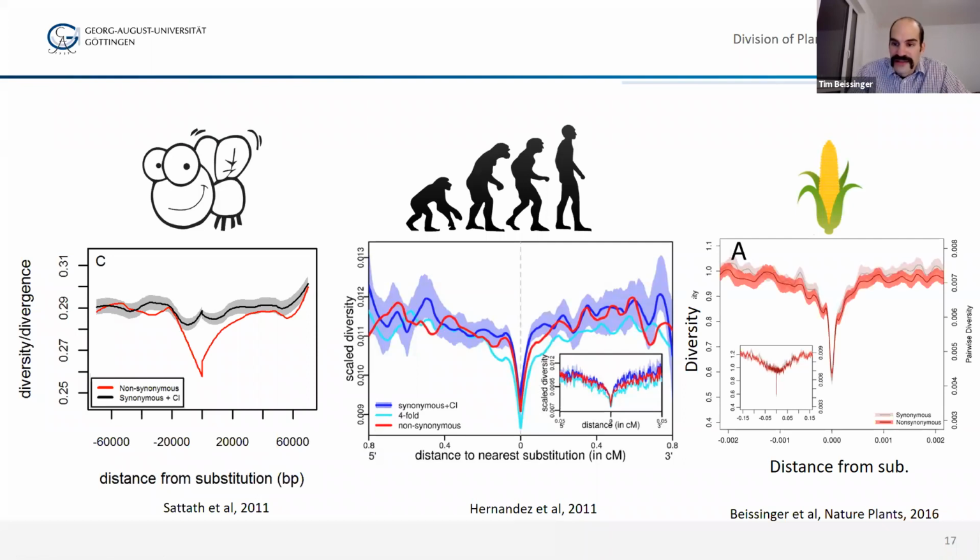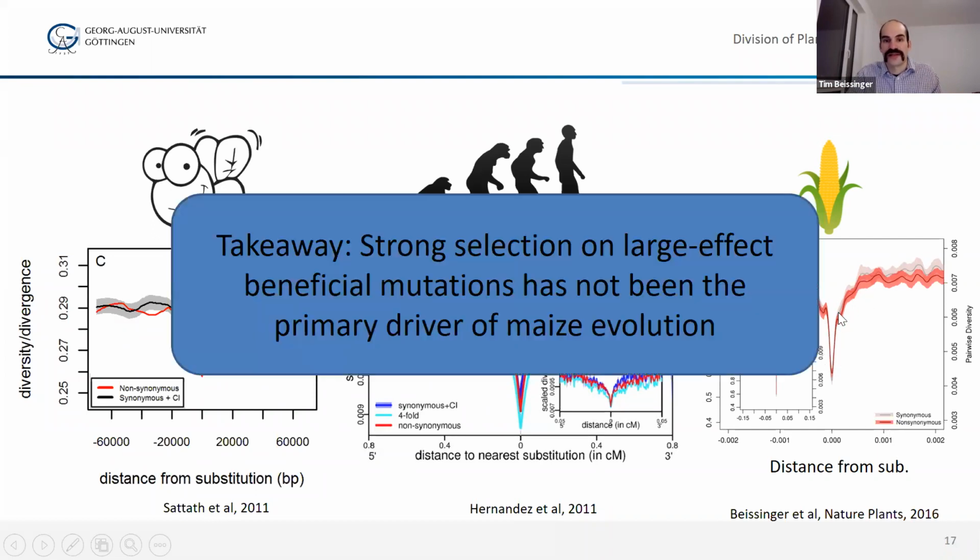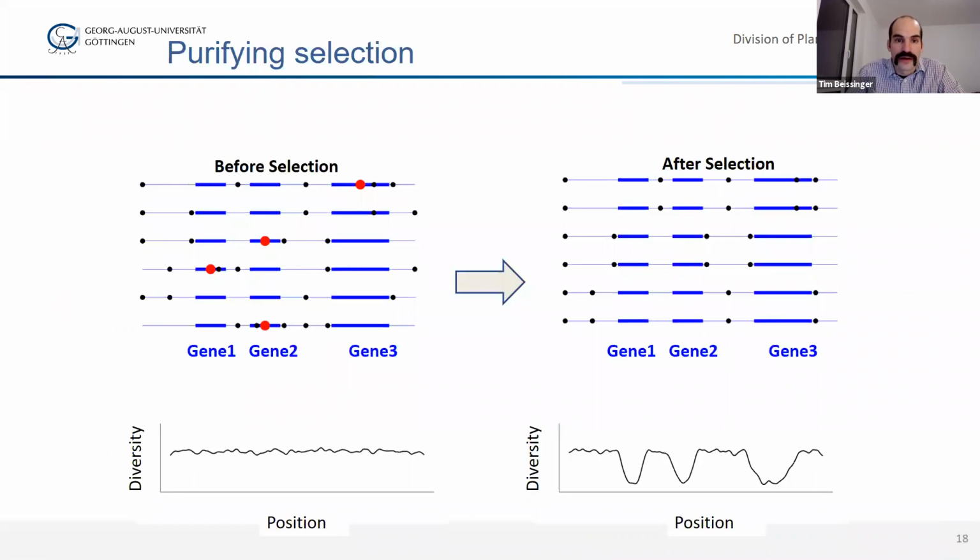And our pattern in maize is right here. It's very similar to what was seen in humans. We have similar reductions of diversity for both synonymous and non-synonymous substitutions. So this is averaging across every substitution in the whole genome that we identified. And this tells us that strong selection on large effect beneficial mutations has not been the primary driver of evolution in maize. So this was interesting. We published it a while ago.